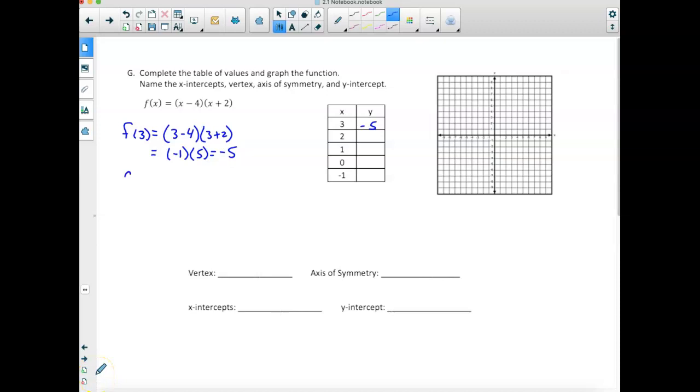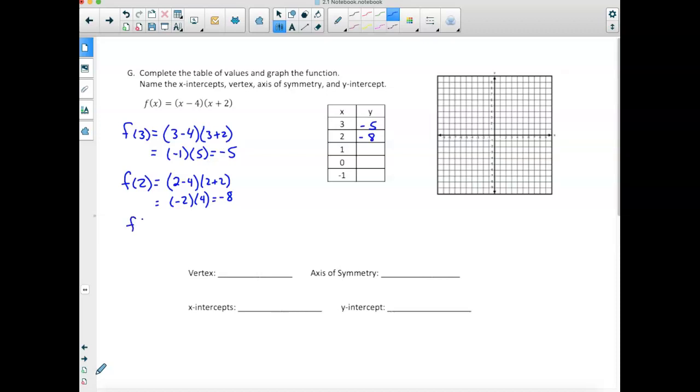Then next I'm going to find f of 2, which means plug a 2 in there. So I got 2 minus 4 times 2 plus 2. Well, 2 minus 4, that's negative 2. 2 plus 2 is 4. Negative 2 times 4 is negative 8. So that would output a negative 8.